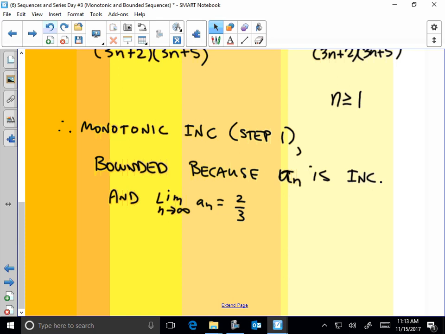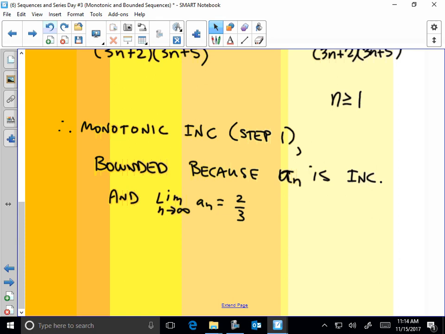Could there be a limit? Would it be bounded if it was always decreasing? Potentially, yes, as long as it approaches some limit. But if it's not always increasing or not always decreasing, there could be some other stuff going on there, so the limit may not exist. Okay, so be careful with that.